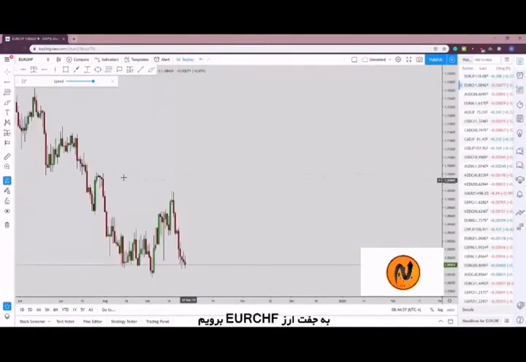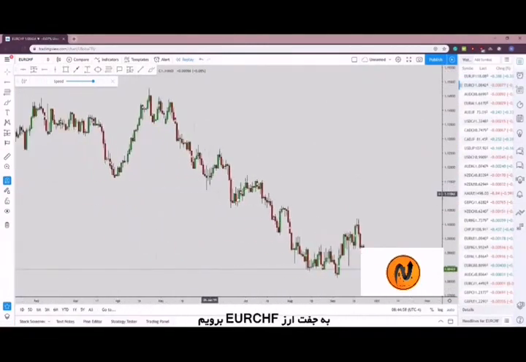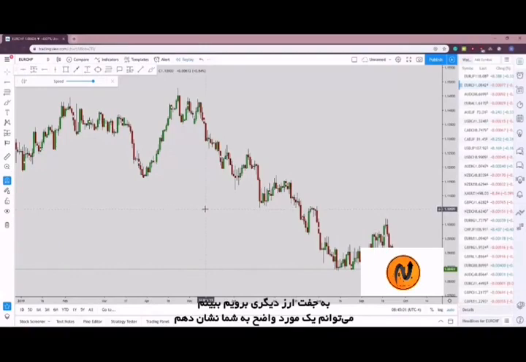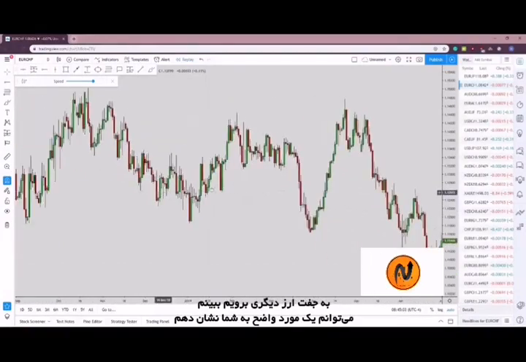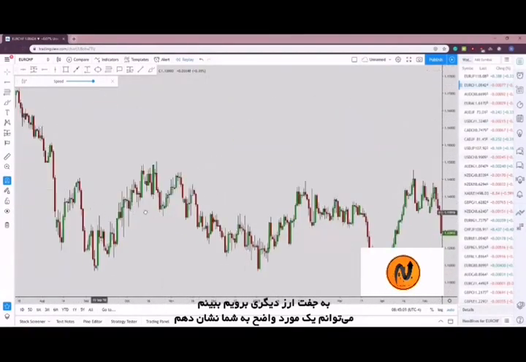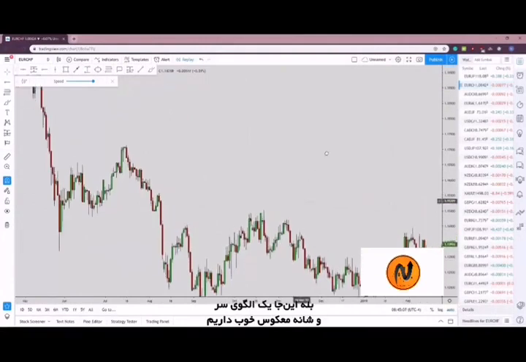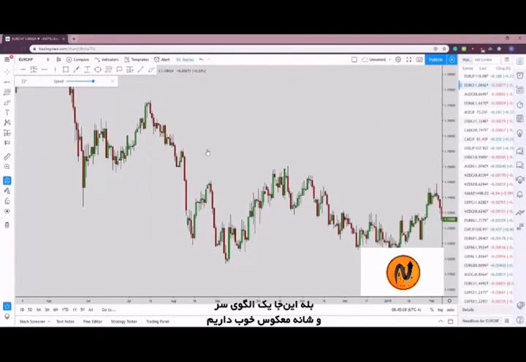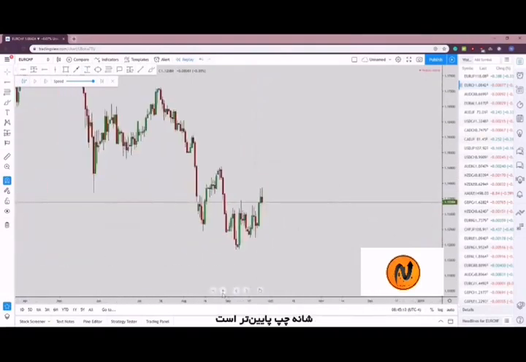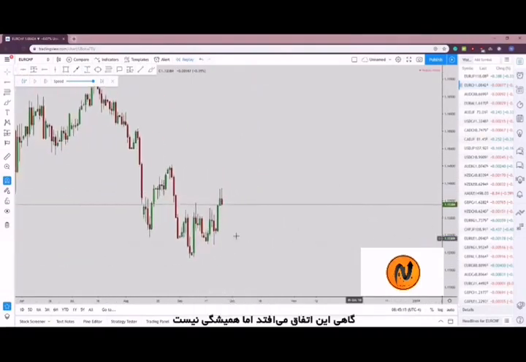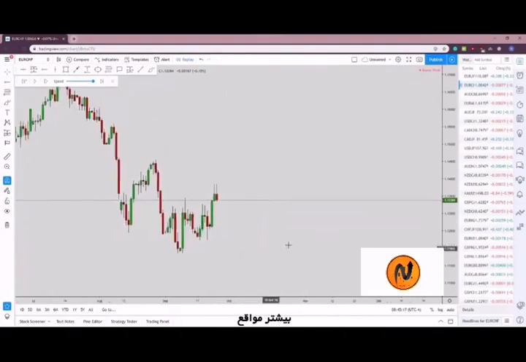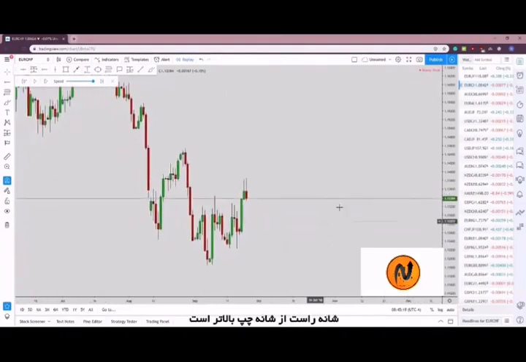Let's go on Euro CHF, just changing pairs to see if I can find a clean one to show to you. Here it is. We have a nice inverted head and shoulders, but in this case the right shoulder was lower than the left shoulder. Sometimes it happens. It's not always like this, but most of the times the right shoulder will be higher.